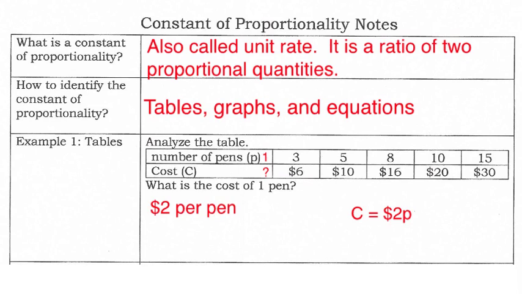So looking at this table, what is the cost of 1 pen? You have 3 pens. You want to go down to 1 pen. 3 divided by 3 is 1, so 6 divided by 3 is 2. So it's $2 per pen. Your constant of proportionality is 2 over 1. You can also write the equation as C is equal to $2 times P, and your constant of proportionality is 2 over 1.